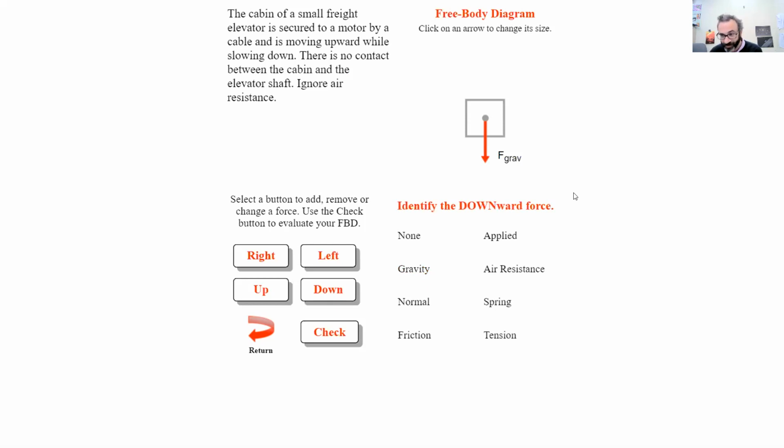The next force on my list is the normal force. Is there going to be a normal force on the elevator? What do you think?